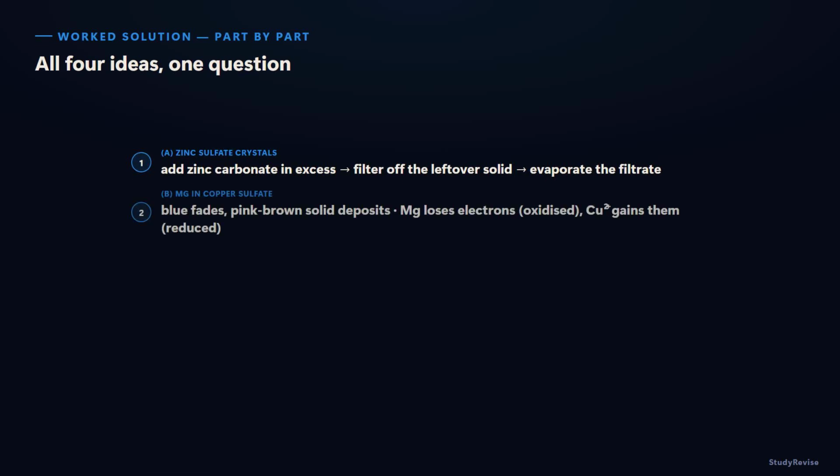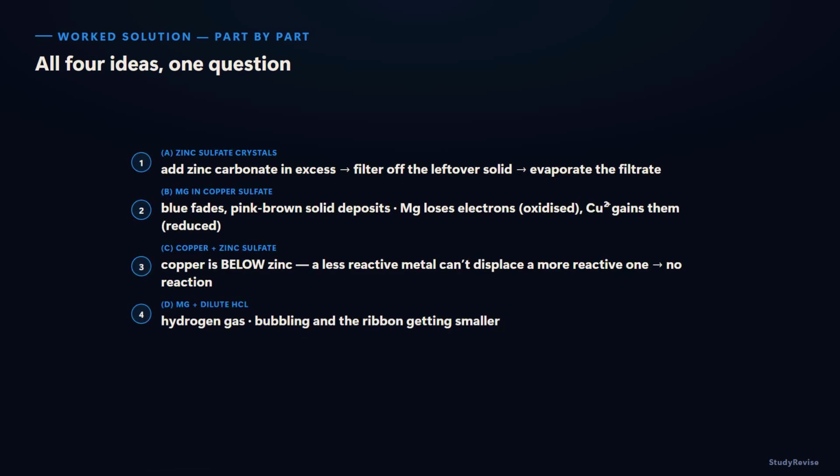Part A. Add zinc carbonate in excess to the acid, so all the acid reacts. Filter off the leftover solid, then evaporate the filtrate to obtain zinc sulfate crystals. Part B. The blue color fades and a pink-brown solid deposits on the magnesium. The magnesium atoms lose electrons, oxidized, forming magnesium ions. The copper ions gain electrons, reduced, forming copper atoms.